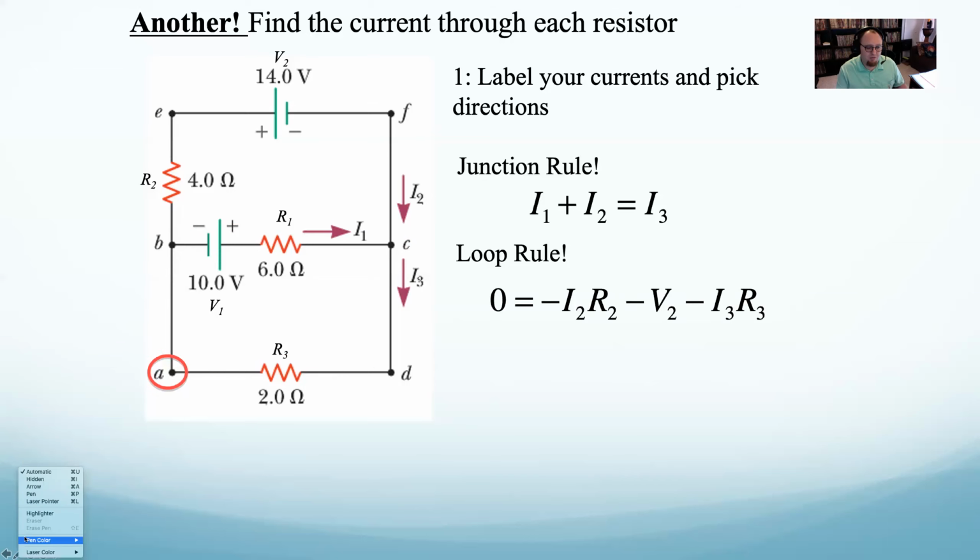And I'll go through and try to do the same thing. So I'll go up, nothing happens. Then I pass over my first battery. I pass over the battery going negative to positive, so I add it. I pass over R1 with the current, so I subtract it. I pass through this one with the current, so I subtract it. And there's my three equations.